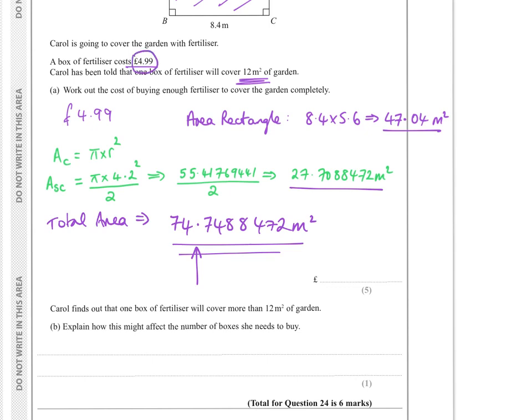So I believe that if we do 74.74888472 divided by 12, my calculator gives 6.22900706, and that's how many times we can get 12 into that number.